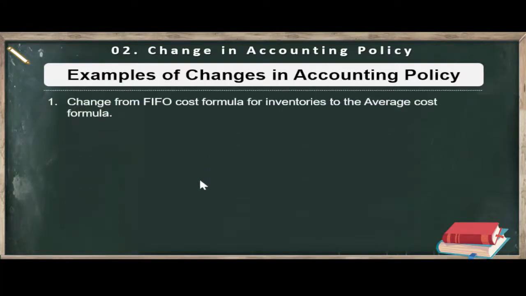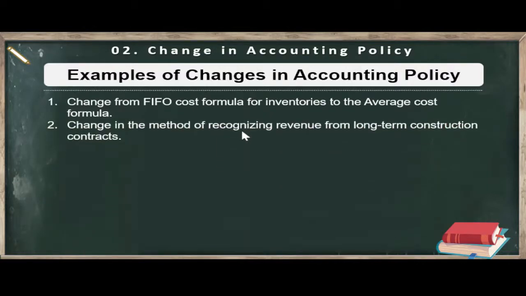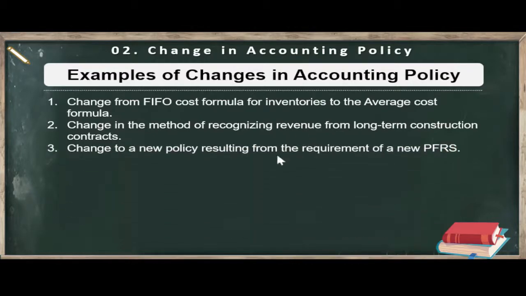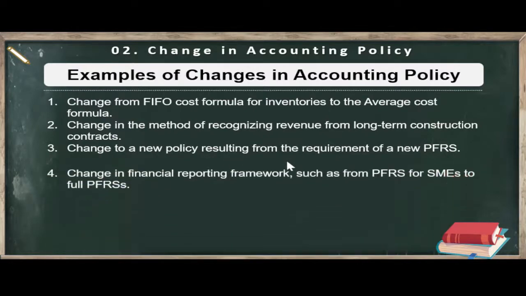What are examples of changes in accounting policy? We have a change from the FIFO cost formula for inventories to the average cost formula. So FIFO and average cost formula are accounting policies, so this is a change from one policy to another. Another is a change in the method of recognizing revenue from long-term construction contracts. Another is a change to a new policy resulting from the requirement of a new PFRS.